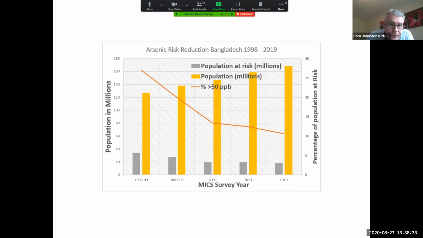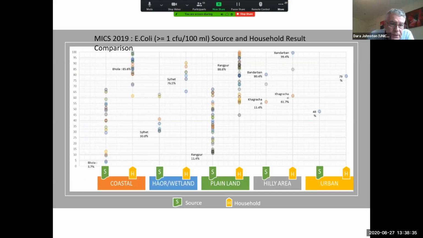Next slide. And this is the E. coli results, both at source and household level. It's varied both at source and household level. You can see there is a consistent doubling of contamination levels, as was mentioned earlier, from the source to the household, indicating that there are challenges in transport, storage, and handling, as well as the environment around the source.